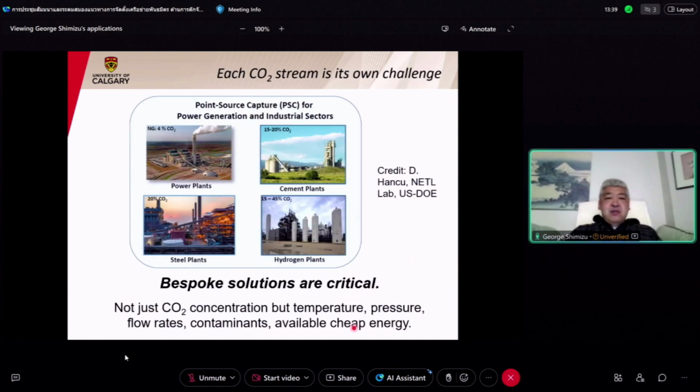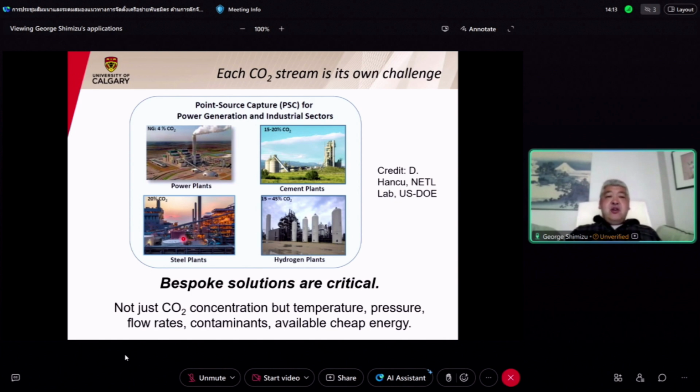Right, so now as far as moving on to a process, I think maybe an obvious point for this audience is that every CO2 stream is actually its own challenge. Natural gas is only 4% carbon dioxide. At a cement plant, you'd be closer to 20%. Hydrogen, blue hydrogen plant, 15 to 45% CO2. Steel plant, also 20%. So each of these would have their own unique solution.